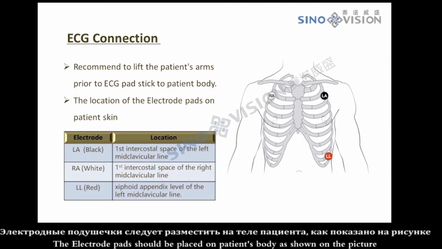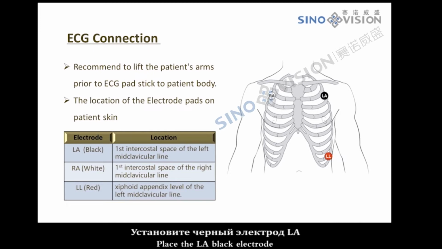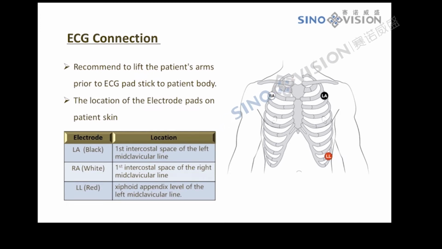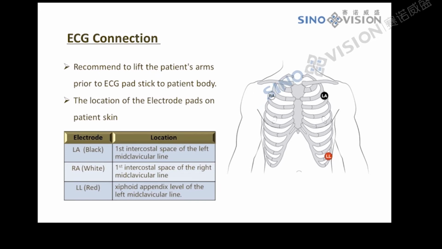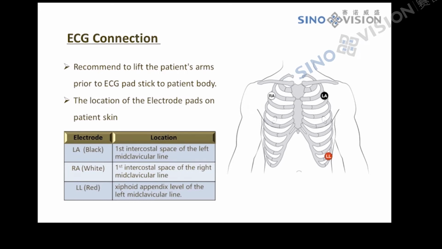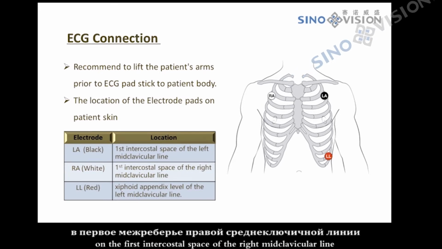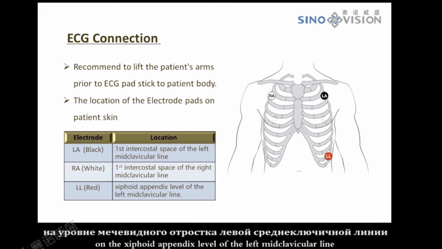The electrode pads should be placed on the patient's body as shown in the picture. Place the LA, black electrode, on the first intercostal space of the left midclavicular line. Place the RA, white electrode, on the first intercostal space of the right midclavicular line. Place the LL, red electrode, on the xiphoid appendix level of the left midclavicular line.